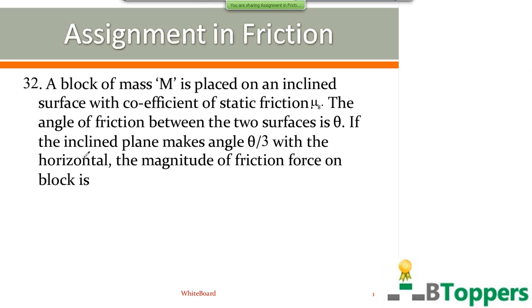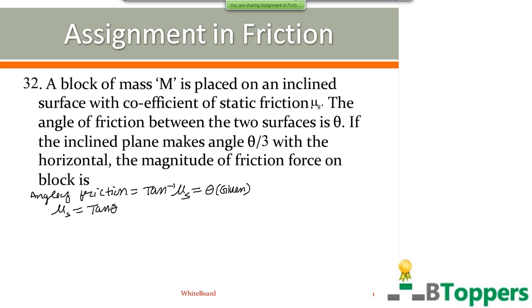So the angle of friction between the two surfaces in contact in general is given by tan inverse μs, where μs is the coefficient of static friction between the two surfaces in contact. Here the angle of friction between the block and the inclined surface is given as theta. Therefore the coefficient of static friction between the block and the inclined plane will be equal to tan theta.